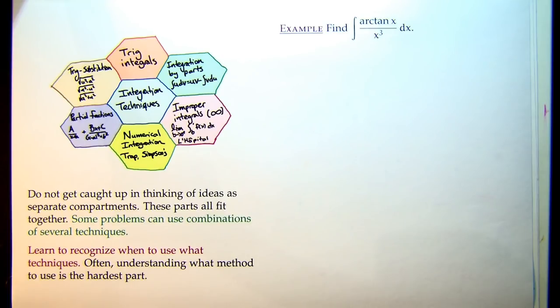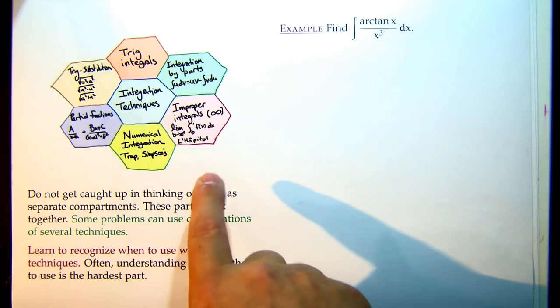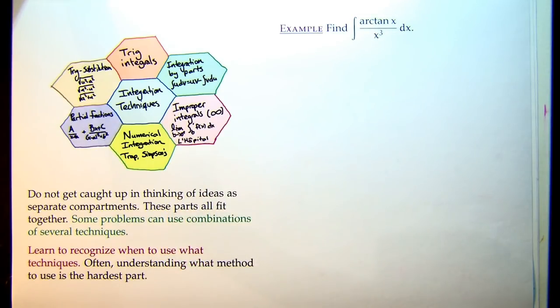So, okay, let's think about what technique we could use. We can rule things out. It's not a polynomial over a polynomial, so it's definitely not partial fractions. Let's see. There's no trig substitution, because there's no square root of a sum of squares or a difference of squares. It's not an improper integral, because improper integrals have to be definite integrals from some point to some point. This is an indefinite integral. So we're really running out of things we can do.